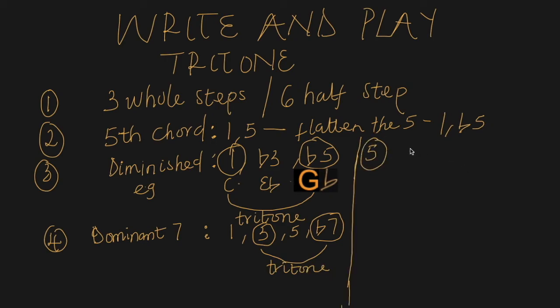And the last one we'll be looking at in this lesson is simply looking for the 3rd and the flattened 7. So if you're in the key of F, simply go to the 3rd and the flattened 7. If you're in the key of B, go to the 3rd and the flattened 7. Any key, just go to the 3rd and the flattened 7. That is the simplest way of recognizing a Triton.